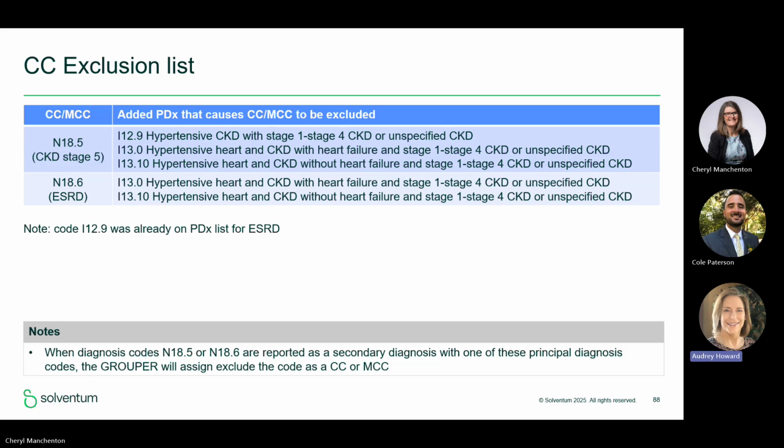So in other words, I should never, I'll say it again, I should never assign a CKD stage 5 with the hypertensive CKD stage 1 through stage 4, or the hypertensive heart and chronic kidney disease stage 1 through stage 4, because that wouldn't make sense. And my end-stage renal disease, I shouldn't be assigning it with the stage 1 through stage 4 combination code for the hypertensive heart and chronic kidney disease. So although yes, they are excluding a CKD stage 5 and the end-stage renal disease from certain principal diagnoses, those are principal diagnoses that you shouldn't be assigning it with anyway.